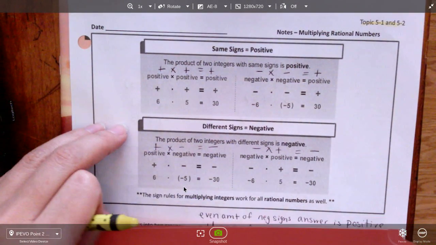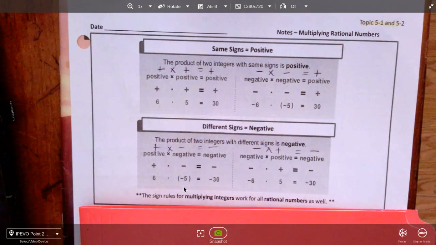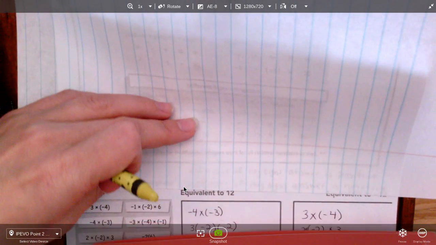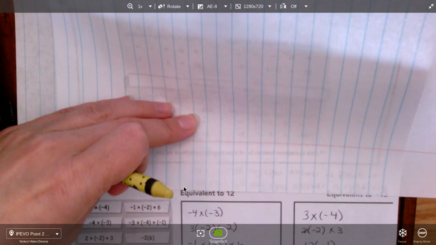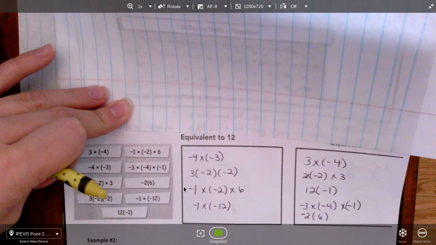Our first set of examples here, just kind of trying to cover this up here. I haven't quite mastered this just yet. For our first set of examples, they want us to organize these into two groups. I'll move this up. Just give me one second. I will get this eventually.